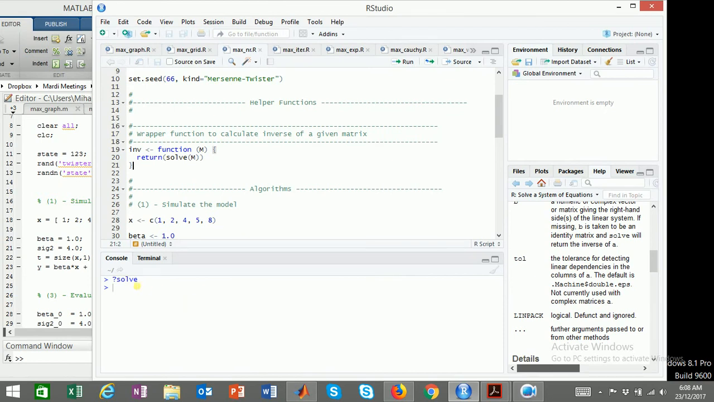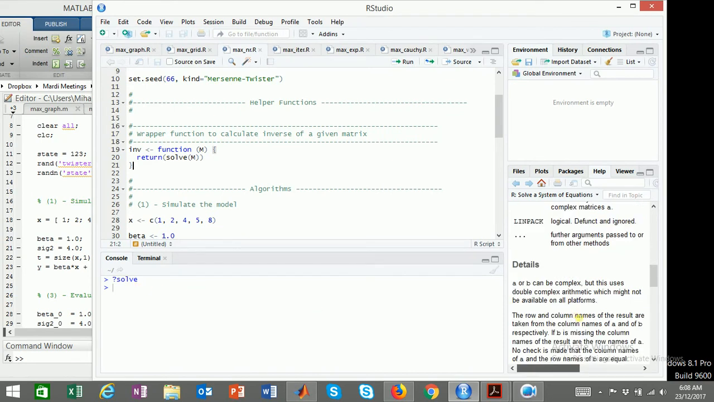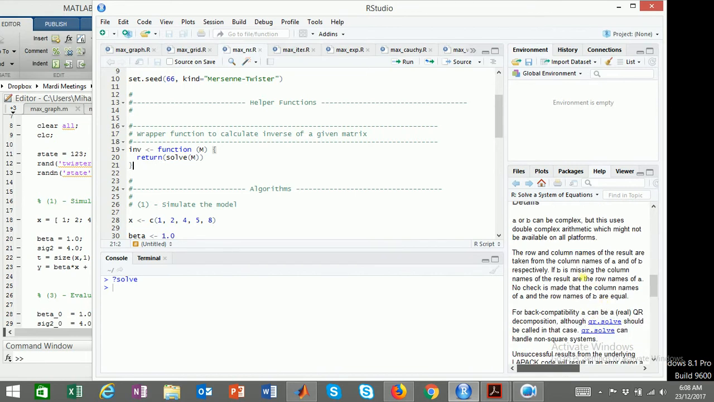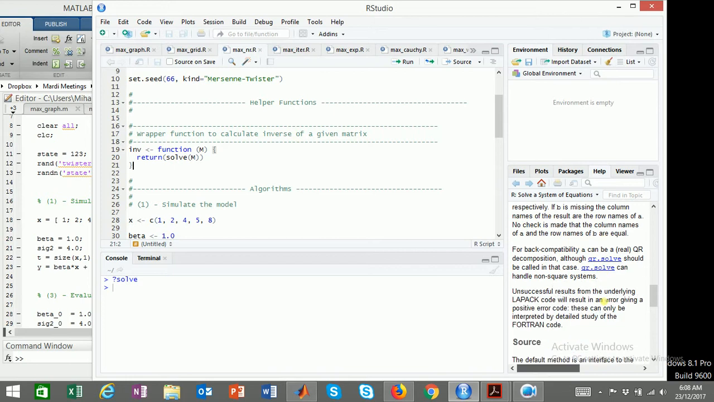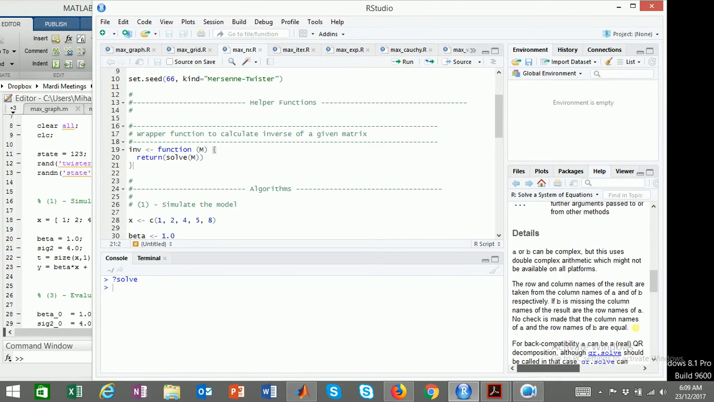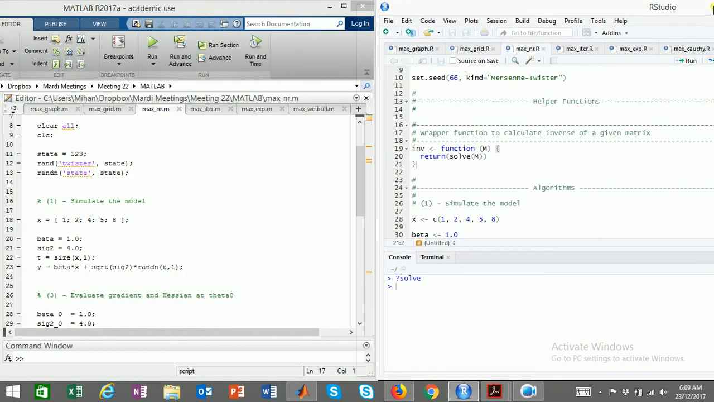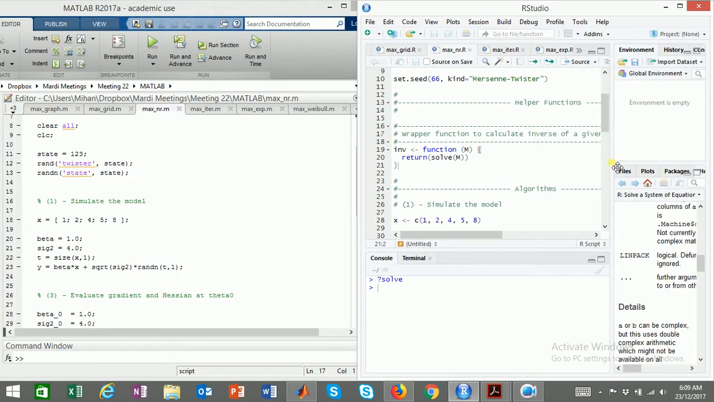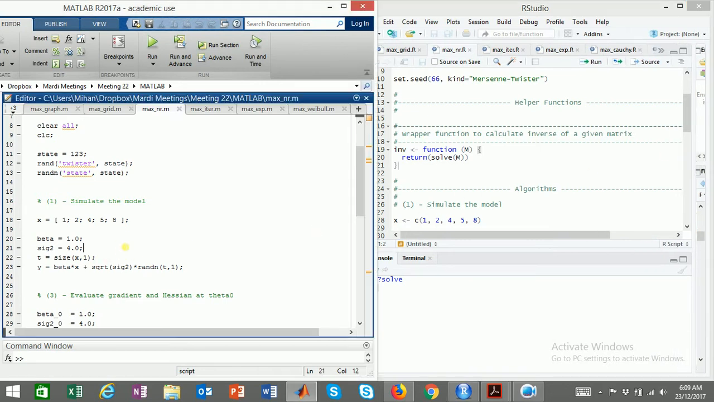Because you can have a look. This issue double might not be available on all platforms. QR decomposition. Okay, so we are passing the inverse function here, and then we will start our regular problem.